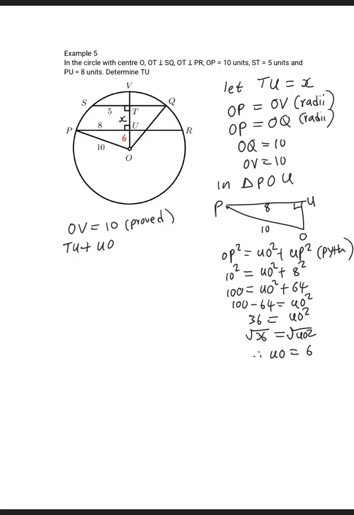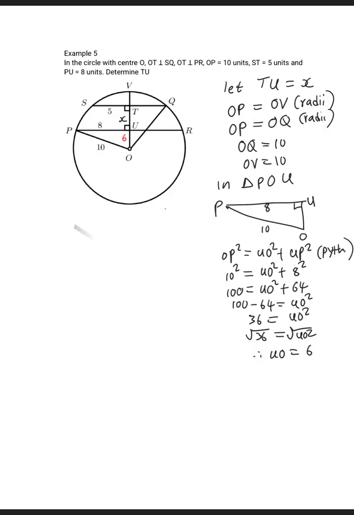But this is not going to help us. Let me remove this. It's not going to help us. So let's put things that are going to help us, right? So now we see that we are told that OT is perpendicular to SQ, right? So it means we have this situation here.